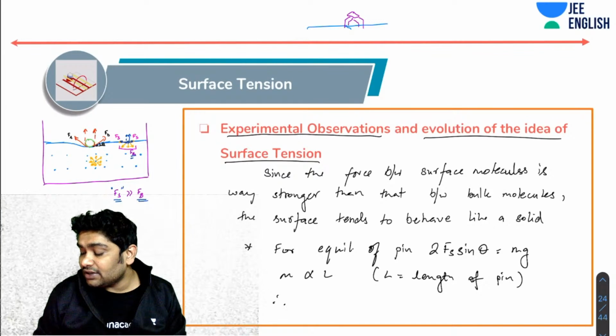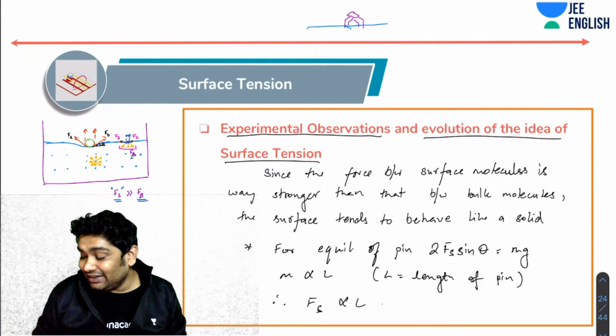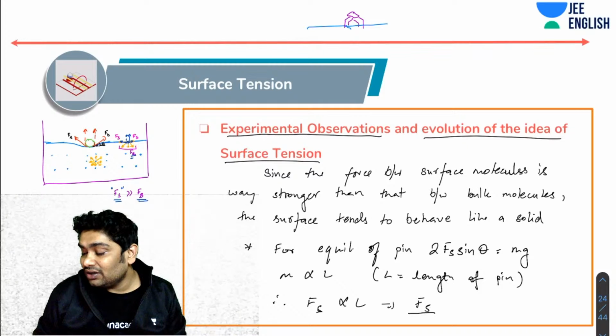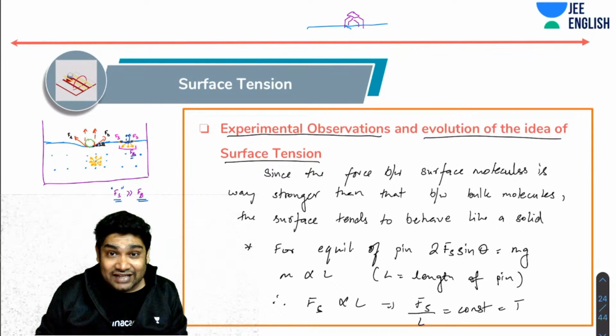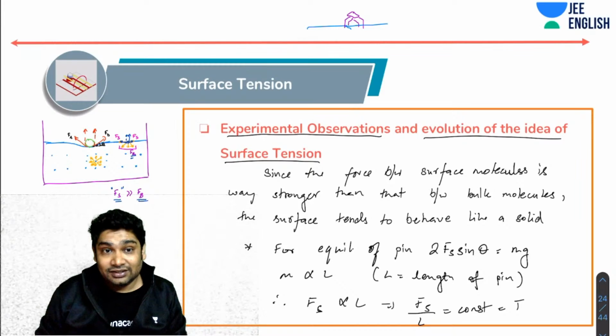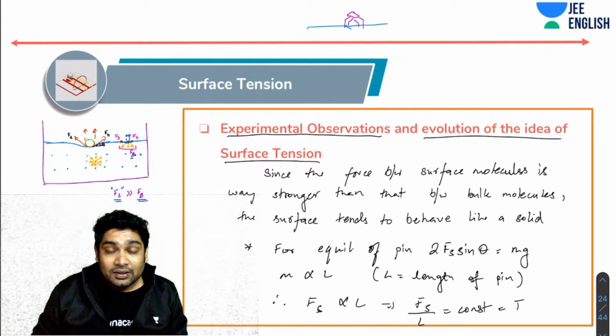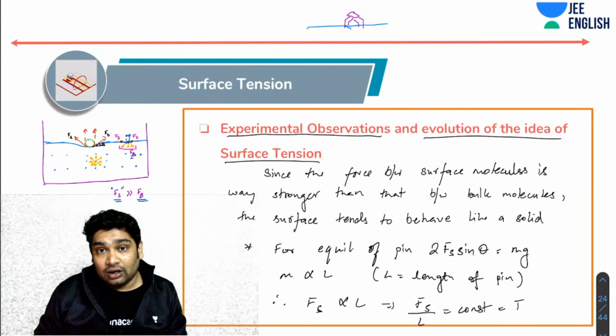Therefore, what you realize is that the surface force due to surface molecules is also directly proportional to length, and therefore you realize force per unit length is constant, and this is what we call surface tension. Okay, that is why surface tension is defined as the force per unit length, because this force due to surface molecules is directly proportional to the length at which it acts.